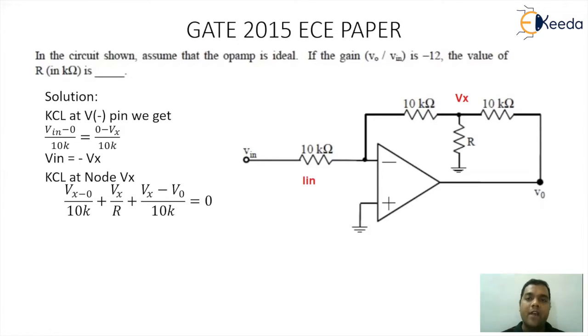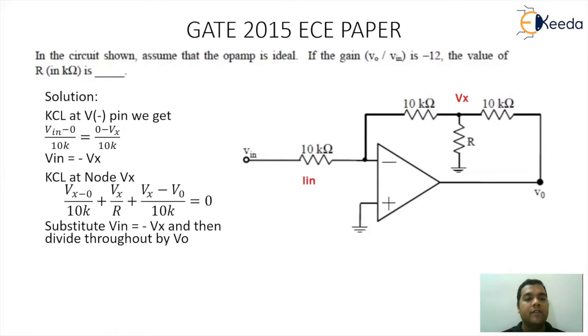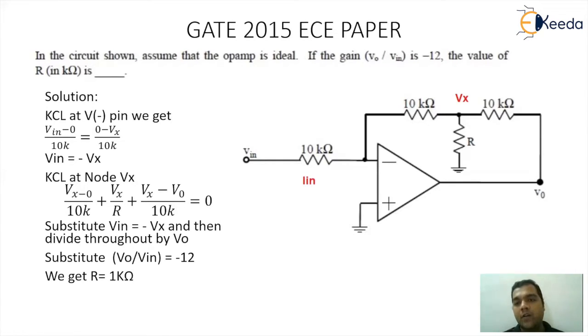Secondly, we are also given the value of Vo by Vin, that is minus 12. Since Vo by Vin is minus 12, you can divide the entire equation by Vin or by Vo as per your convenience. Now we will be left with only one unknown parameter, that is R. On solving, you will get the value of R as 1 kilo ohm. So the value of R is 1 kilo ohm.